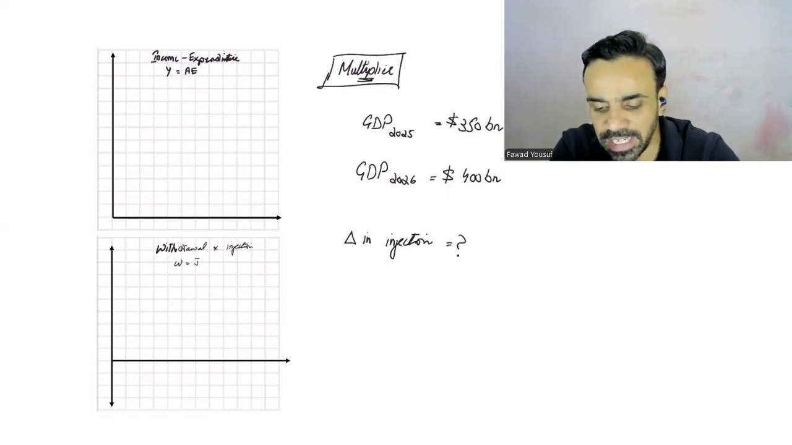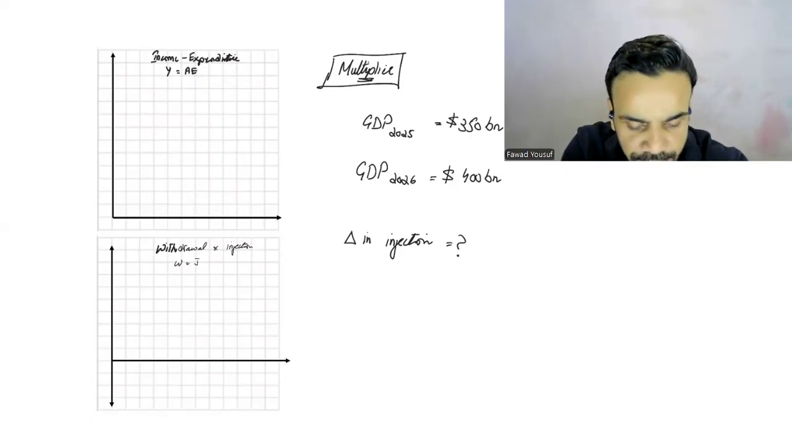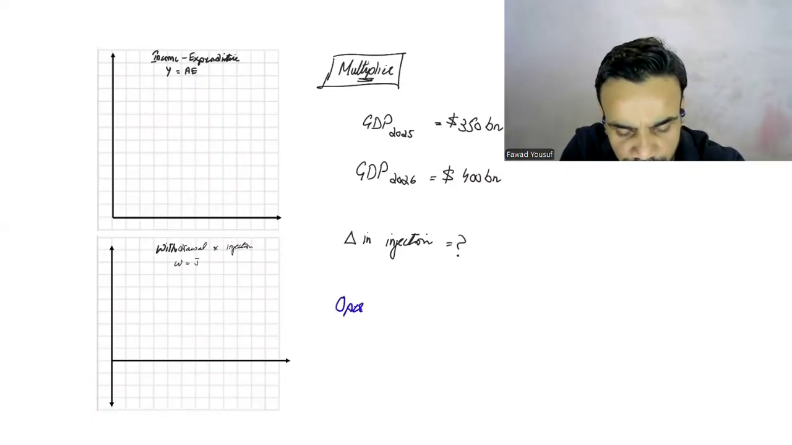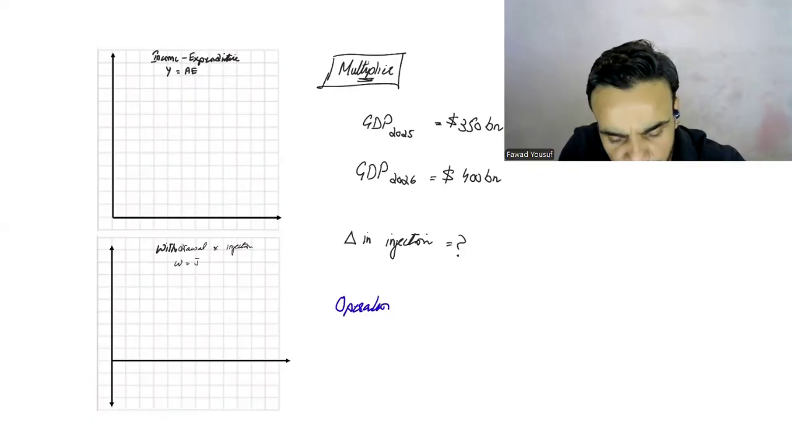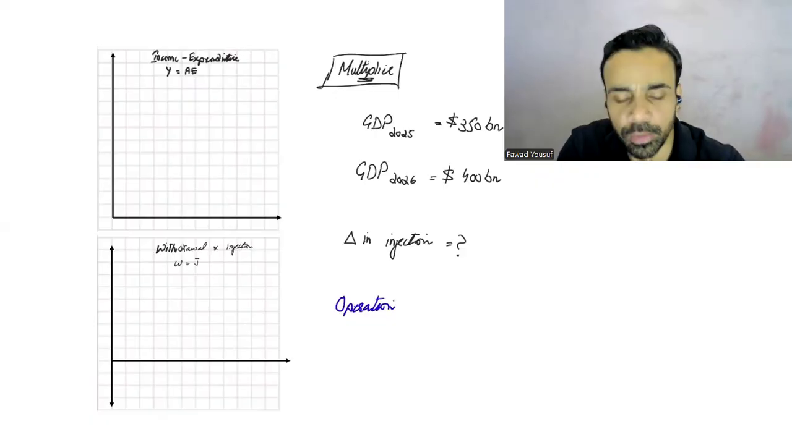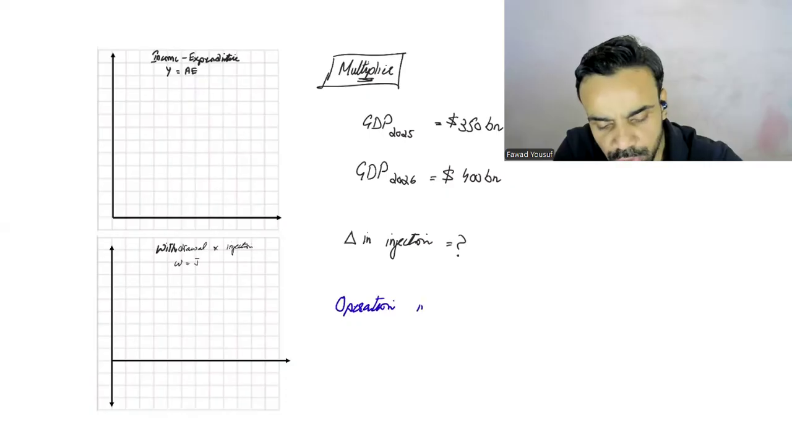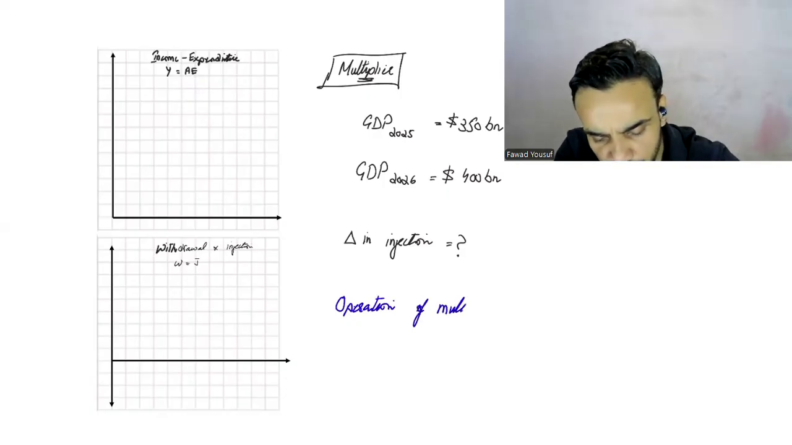How do we explain what multiplier is? In O levels, we do try to explain it, but we don't do a very good job explaining the concept because it's much bigger. As for the operation of the multiplier, this is how it works.